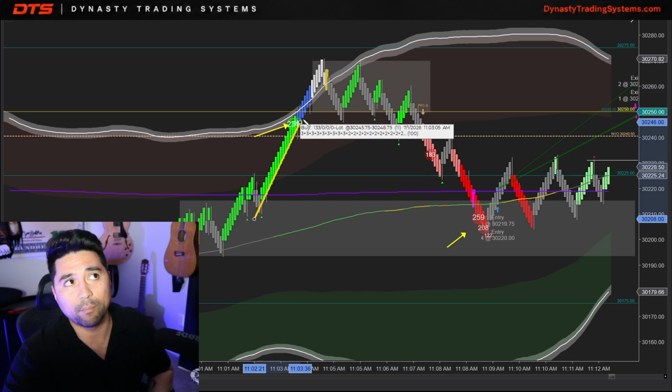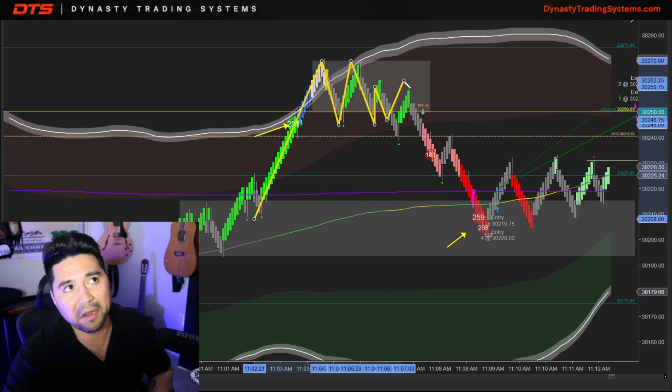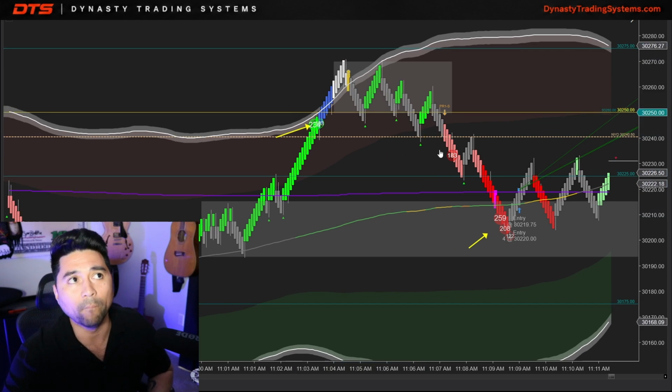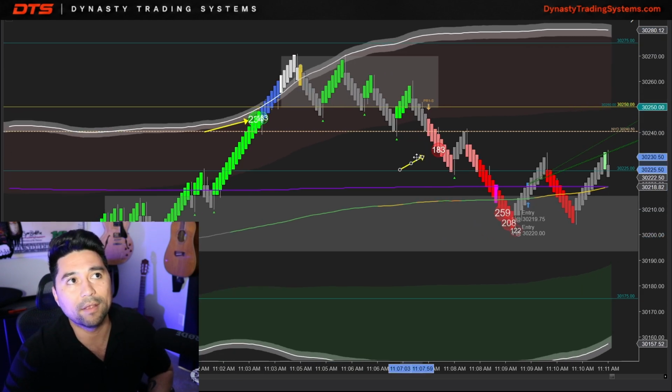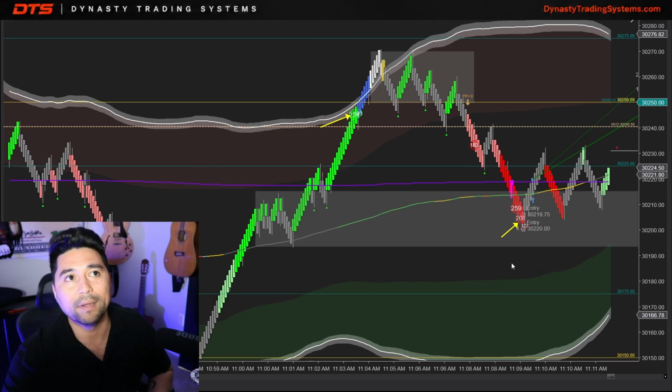But here's what's important. They didn't just hit the level and reject the level. They hit the level and they spent a little bit of time here, granted just a few minutes, but they spent some time there before they rotated away. Cool. Next thing, we start seeing big sellers come in. 183 contracts, 259 contracts, 208 contracts. Great, no problem. But now what?